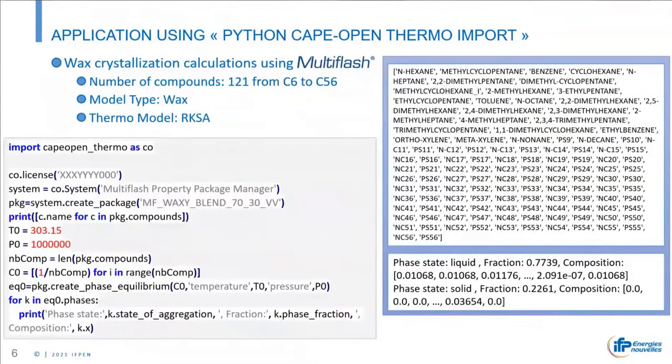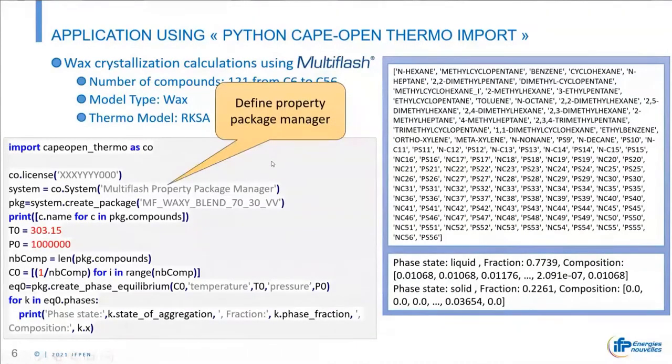Okay, so we have defined a compound list of 121 compounds from carbon 6 to carbon 56. We have used the wax model in Multiflash. And of course, we have a sample of the code showing how to call the property package. So first, we have to import the CapeOpen thermo package developed by Jasper. Then we have to select the... if you press next, please, Michel.